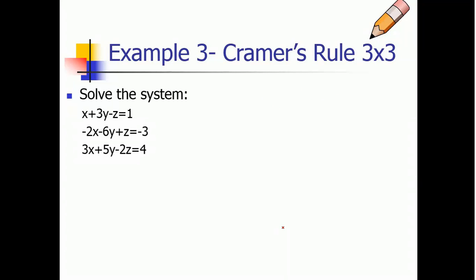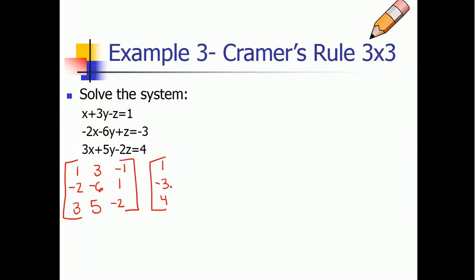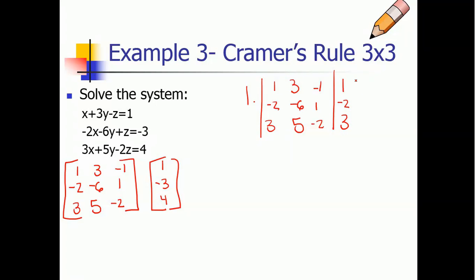Let's try with the 3 by 3. Maybe this is going to be easier. So, write my coefficient matrix. 1, 3, -1 for my first equation. -2, -6, 1, 3, 5, -2. My answer matrix is 1, -3, and 4. Let's find the determinant of our coefficient matrix. So this is going to take a little bit because you guys know how long it takes to do a 3 by 3. 5, -1, 1, -2, and then remember you have to duplicate the first and second column.